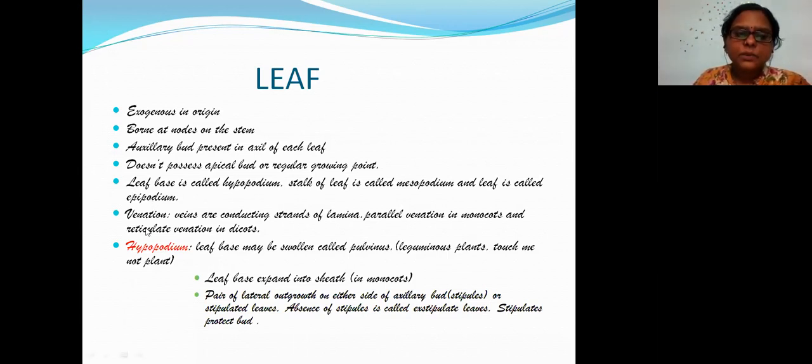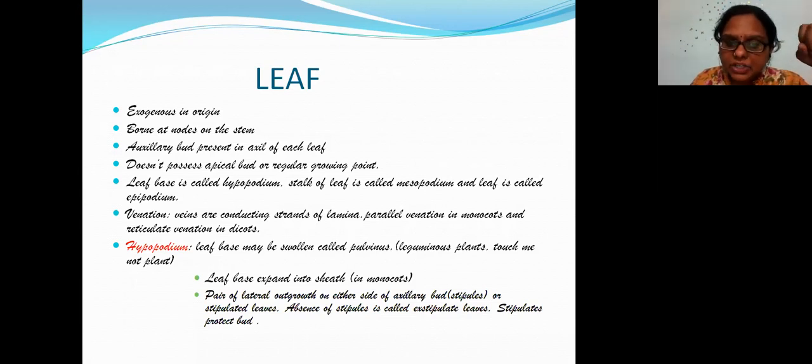Next is venation. You know what venation is, right? Arrangement of the veins. So veins are conducting strands of lamina. That area is called lamina, right? That is the same word which is there in NCERT, lamina. Over the lamina only you will have the veins going on, right? So they are the conducting strands. You know what the function is. As we have arteries and veins, in the same way, the veins in the leaves are also for what purpose? To conduct the water and the food. So they are called the conducting strands of lamina.